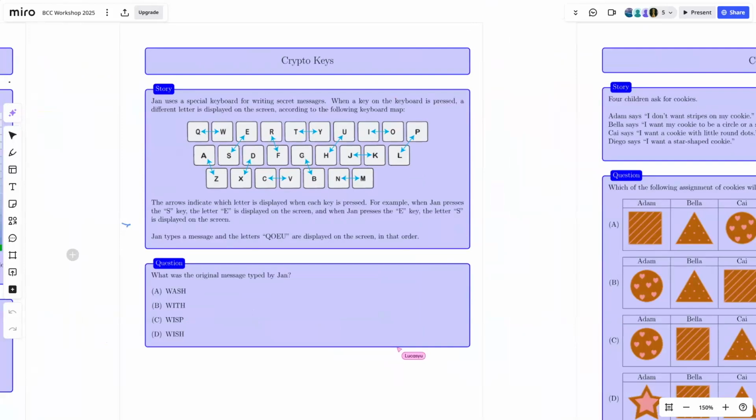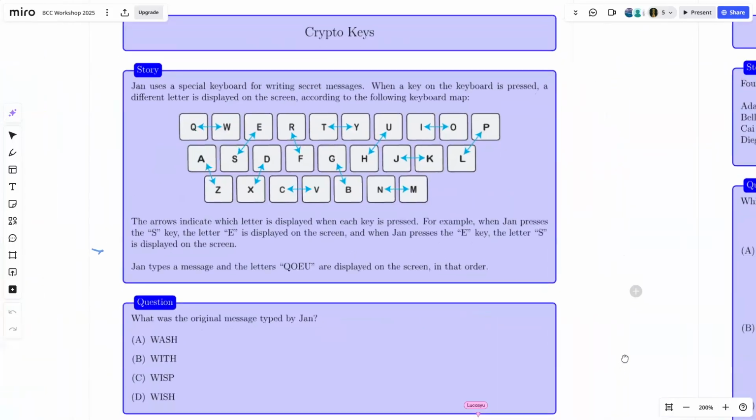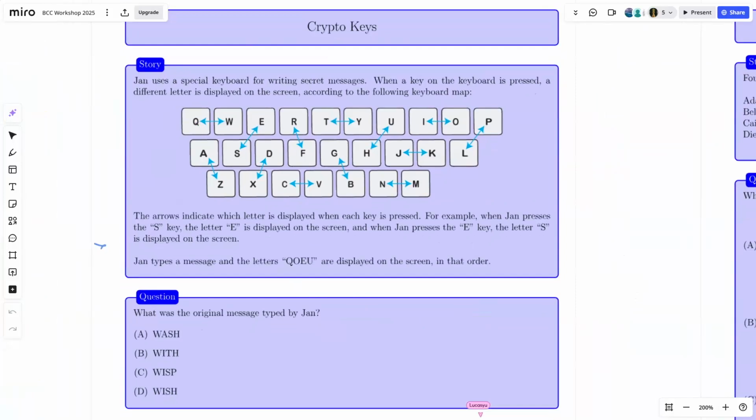Crypto keys. It says Jan uses a special keyboard for writing secret messages. When a key on the keyboard is pressed, a different letter is displayed on the screen according to the following map. Basically, it gives us an example. When Jan presses the S key, the letter E is displayed. That's because there's an arrow from S to E here, you can see. And vice versa, when E is pressed, S is displayed.